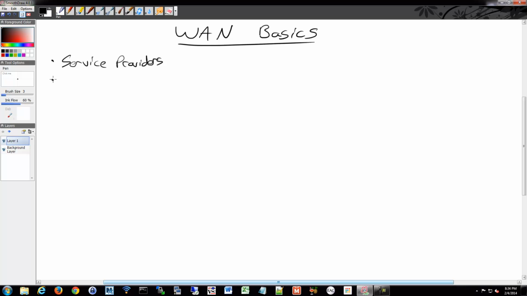The WANs are required to interconnect LANs. So you need a WAN to make your two LANs connect across a large distance. If you have one location in one city and one location in another city, you're going to have to use some sort of wide area network to send traffic from one of those LANs to the other LAN.